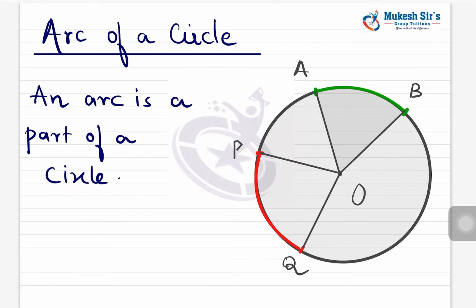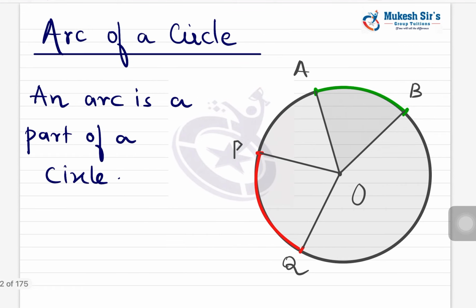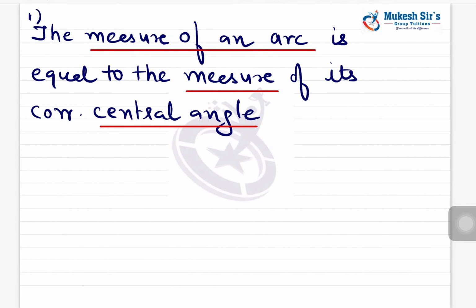So an arc is a part of a circle. Now how do you measure an arc? The measure of an arc is equal to the measure of its corresponding central angle. This is the definition of minor arc. So when I use this in sums, for example, look at this diagram. What is the measure of arc AB?